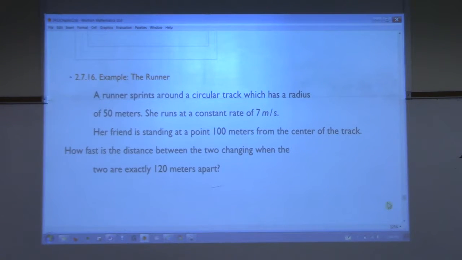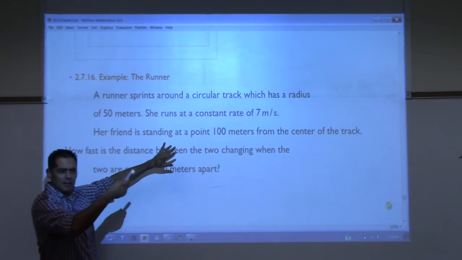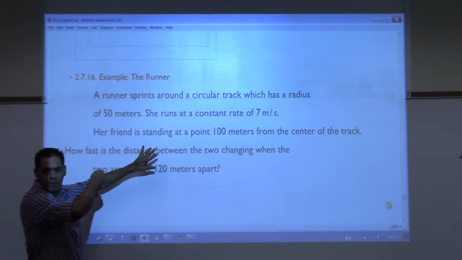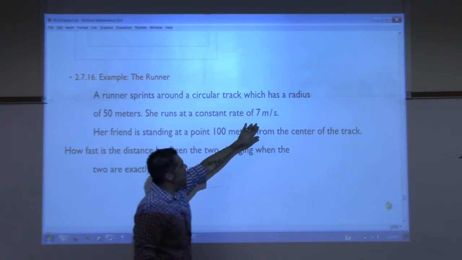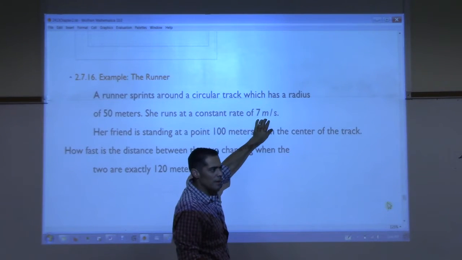A runner sprints around a circular track which has a radius of 50 meters. She runs at a constant rate of 7 meters per second. Her friend, okay, so not a stranger, not a weirdo, her friend is standing at a point 100 meters from the center of the track. Seem pretty reasonable, like from what I've given you in that previous problem? Seems pretty much in line. Although I did give how fast she's running, which is a little different, right?